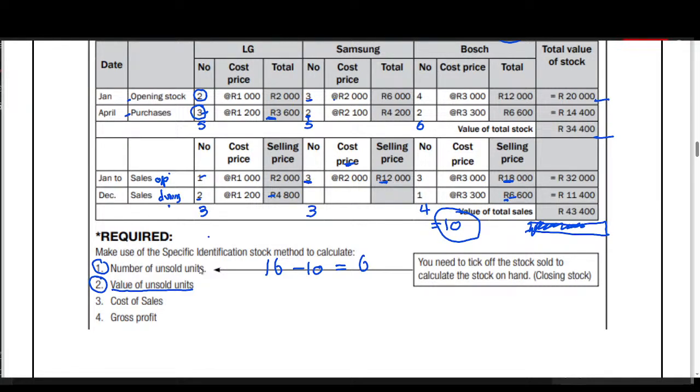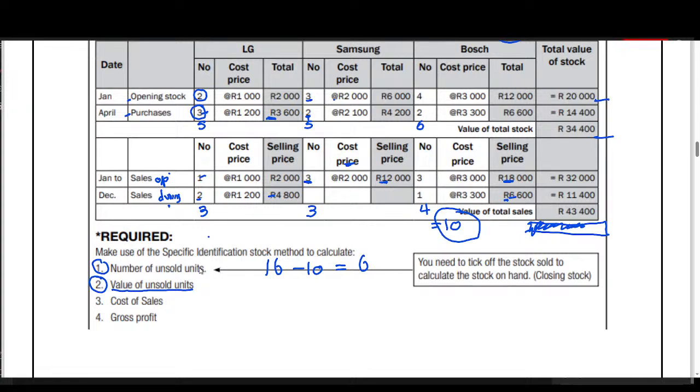You understand? So when we need the value of these units, we are going to look at the cost price: how much it cost us when we were buying those items that we did not sell. That is the value of the closing stock. Remember, the closing stock is the stock that you did not sell by the end of the financial year.